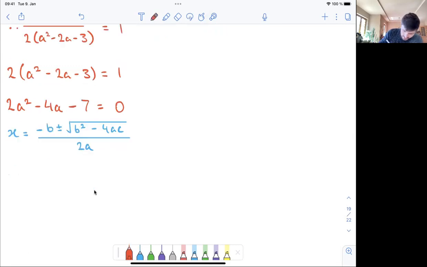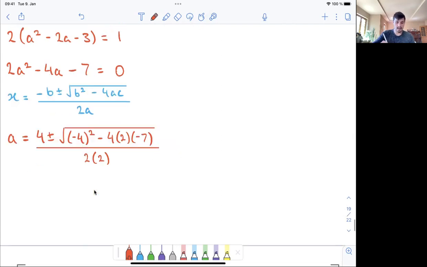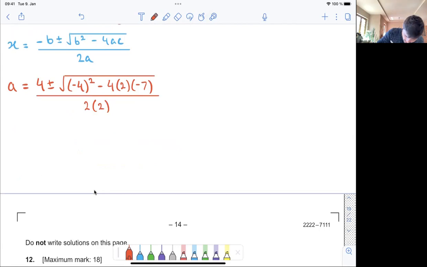So we can do that. So we've got b is equal to negative 4, which is just going to be 4, plus and minus the square root of negative 4 squared, which is essentially just the same as 4 squared, but I'll write it in, minus 4 times a, which is 2, times c, which is negative 7. All right, cool. And then that's all divided by 2 lots of a, which is 2 times 2. Now we can clean this up a bit.